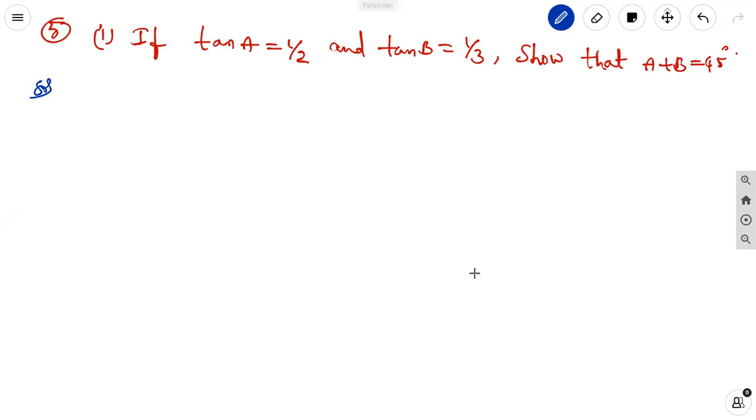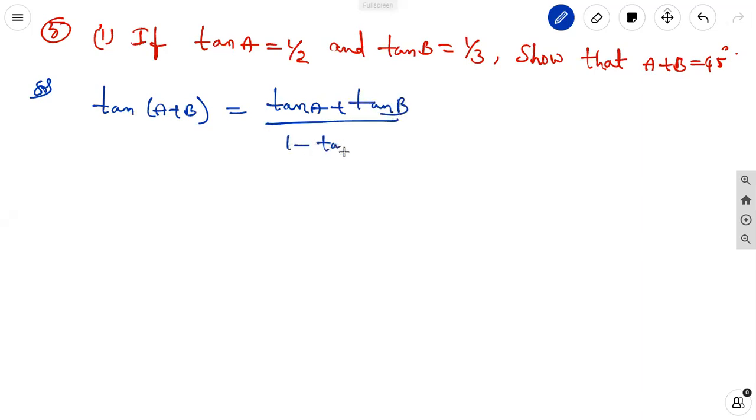Let us discuss some problems on compound angles. In this exercise, the fifth problem: if tan A equals 1 by 2, tan B equals 1 by 3, show that A plus B equals 45. What do we know? Tan A, tan B values. So we can use the formula of tan of A plus B. What is the tan of A plus B formula? Tan A plus tan B by 1 minus tan A tan B.